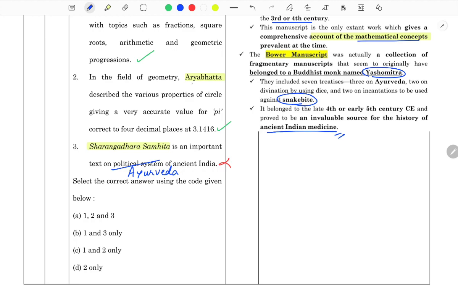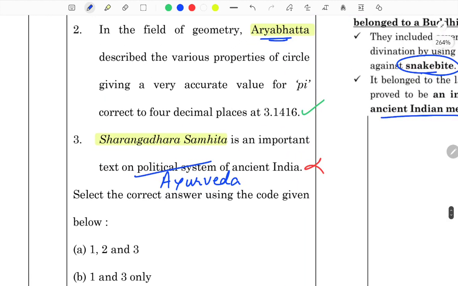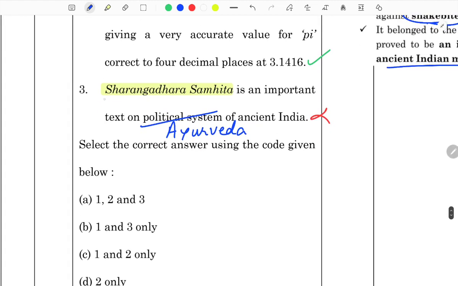In the field of geometry, Aryabhatta described the various properties of circle, giving a very accurate value for pi, correct for 4 decimal places at 3.1416. So yes, this is absolutely correct. And this Sharangdhar Sahinta is an important text on political system of ancient India. Not at all. Sharangdhar Sahinta is written by Saint Sharangdhar, name itself, and it deals with your Ayurveda, not about political system and all.